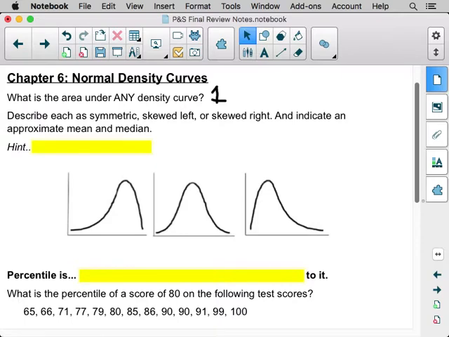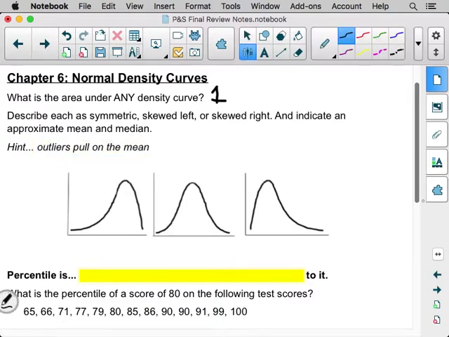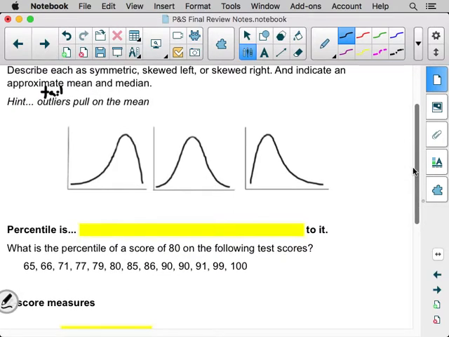Something else that was in this chapter, which actually started in Chapter 5 for us, is also the idea of shape, and then what that shape does to the mean and the median. My hint for you here is remember the outliers, or in this case we can consider that the tail, that is what's pulling on the mean, okay? So here we call this first one skewed left because the tail is trailing off to the left, okay? And that tail is gonna pull on the mean much more than it pulls on the median.